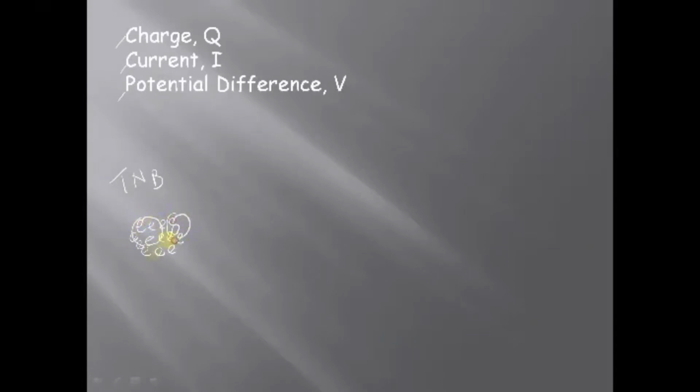Dia akan cuba bungkuskan dia menjadi setiap bungkusan. Setiap satu bungkusan dinamakan sebagai satu column. Di mana kita tahu one column is containing how many electrons inside? 6.25 times 10 power 18 electrons in one group. Alright? So, satu bungkusan lah.